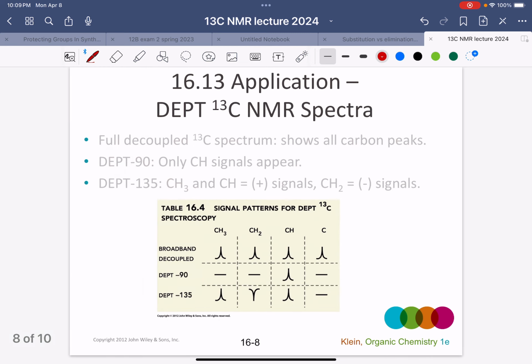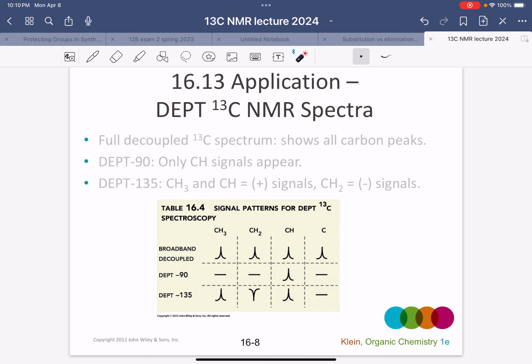So what does that look like? Well, this is the general trend here. In a fully decoupled spectrum, regardless of whether we have primary, secondary, tertiary, or quaternary carbons, so a carbon with only one other carbon attached and 3 hydrogens, that's primary. 2 carbons attached and 2 hydrogens is secondary, etc. All of these guys will be positive in our regular decoupled spectrum. That's kind of our default spectrum.